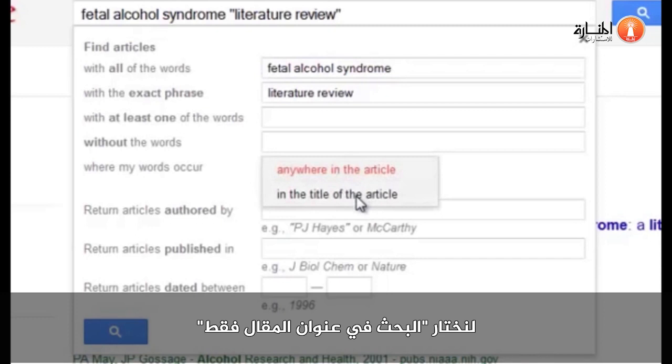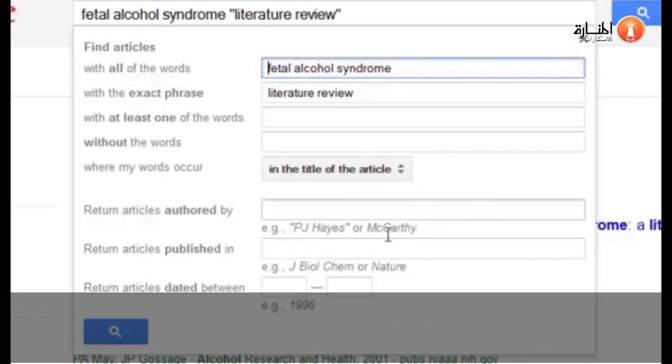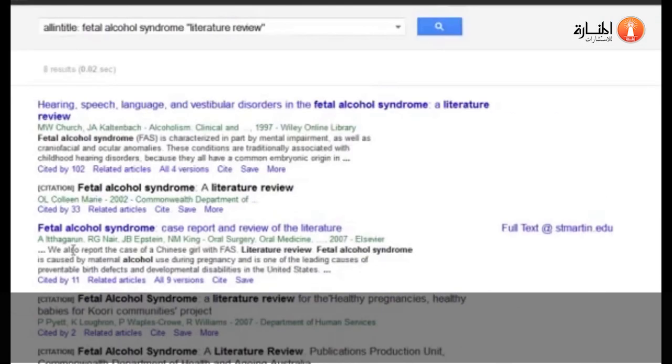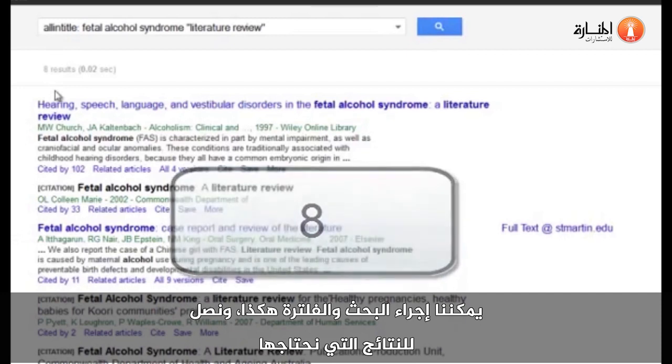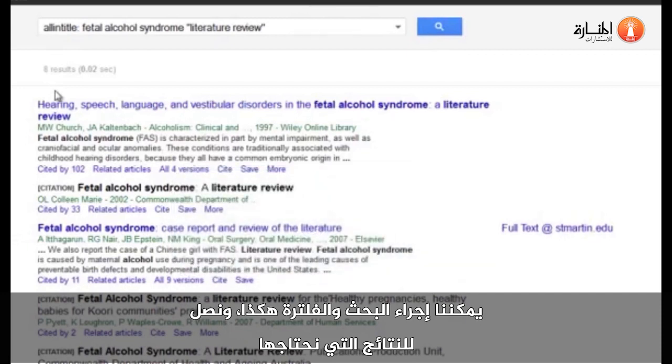Let's go ahead and tell it to search only in the title of the article. And doing that, we get 8 results, far more manageable. So we can do this kind of search, and we can filter in that way to get to the results we need.